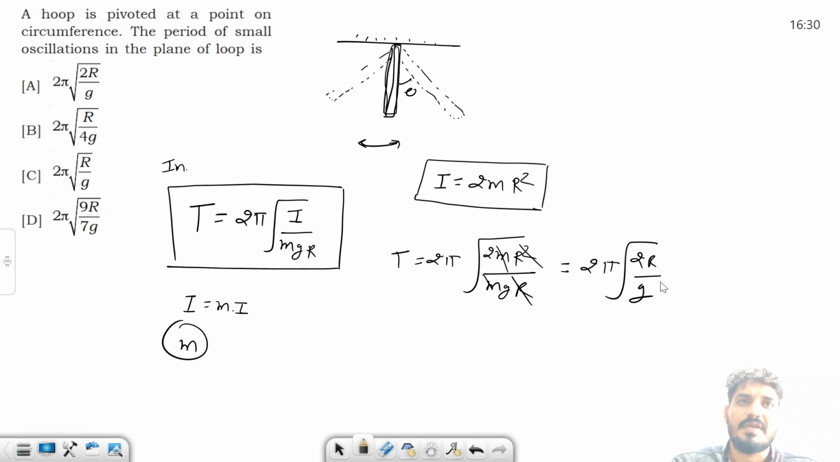Now you can see which one is the best answer. This one is matching, A is matching. Okay, so just remember this formula directly to find out the time period of a small oscillation. Fine. If a rigid body is given to you, this is only for the rigid body.